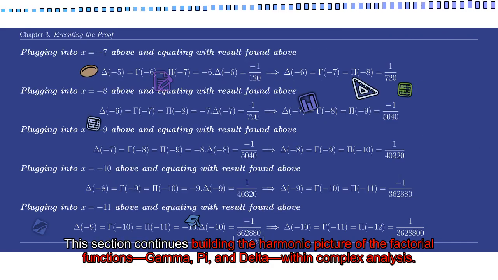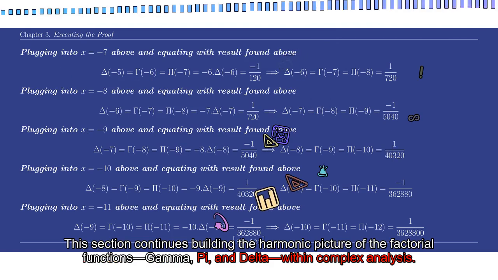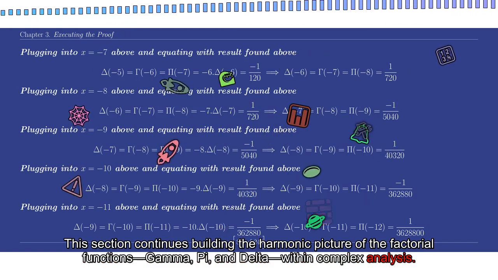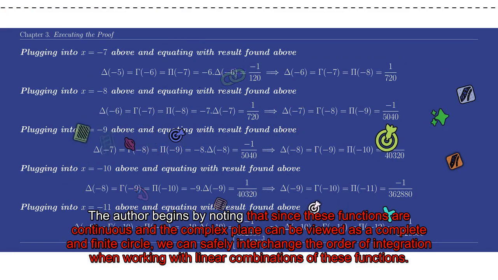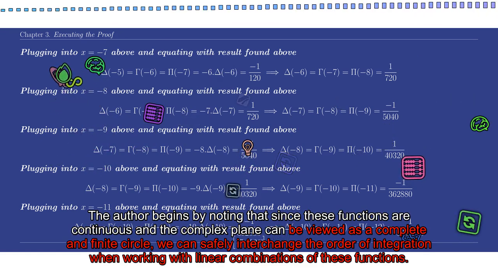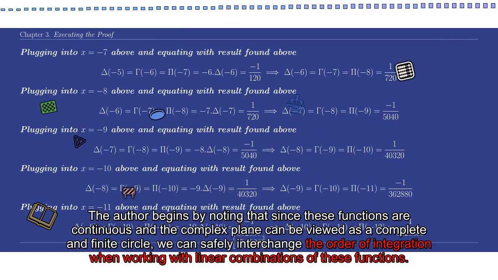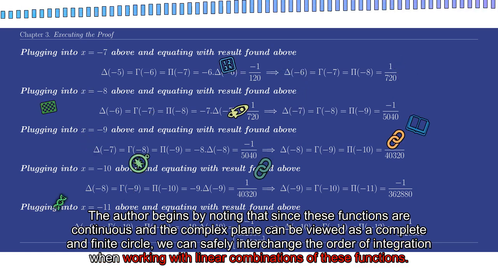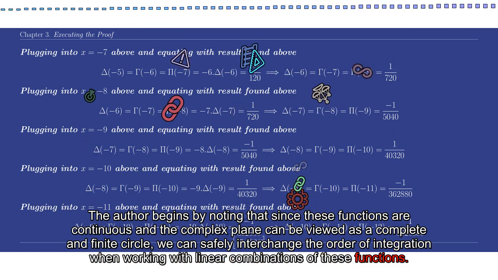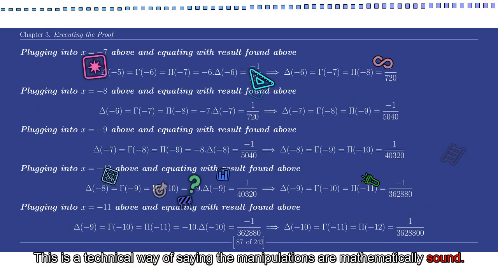This section continues building the harmonic picture of the factorial functions gamma, pi, and delta within complex analysis. The author begins by noting that since these functions are continuous and the complex plane can be viewed as a complete and finite circle, we can safely interchange the order of integration when working with linear combinations of these functions. This is a technical way of saying the manipulations are mathematically sound.